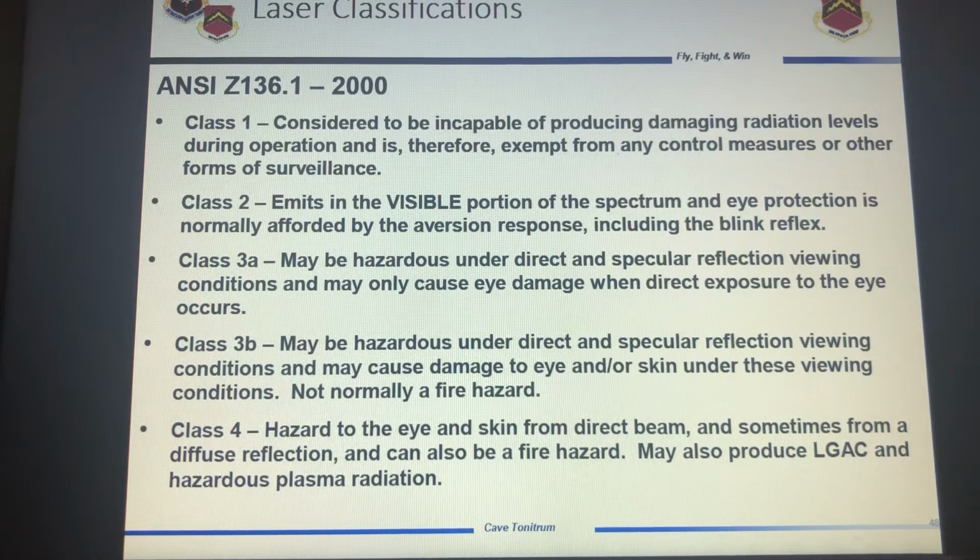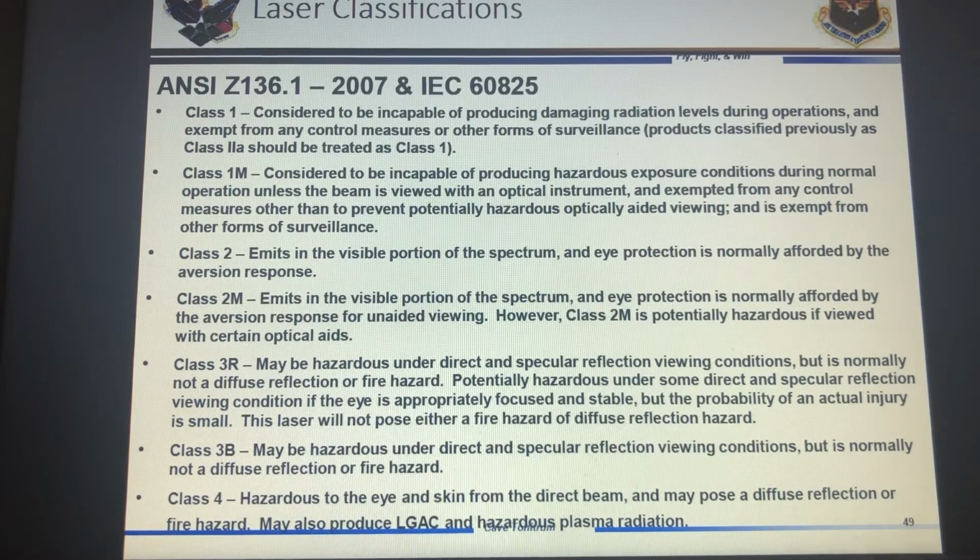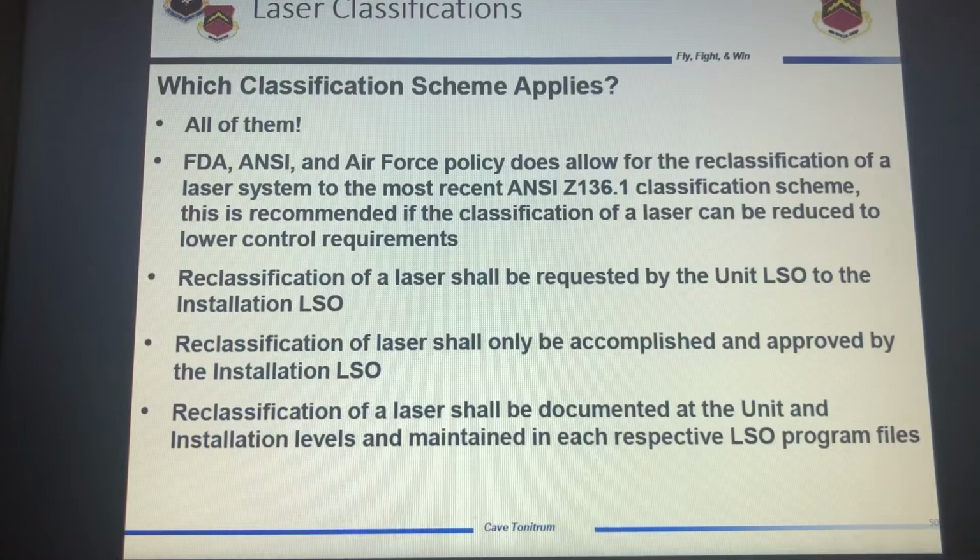That was from the FDA. This is with ANSI as well. Same type of hazards. And once again, not many changes. So which of these classifications applies to us? All of them. We do follow all of them. If anything does change, the unit laser safety officer will let the installation know. But our Gemini lasers should not change whatsoever.